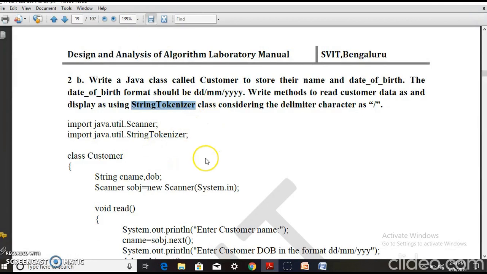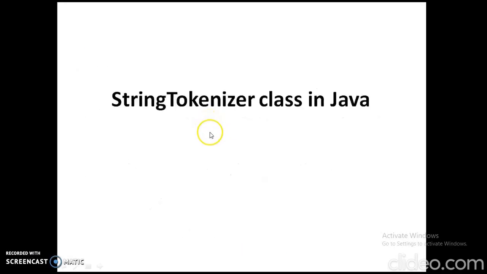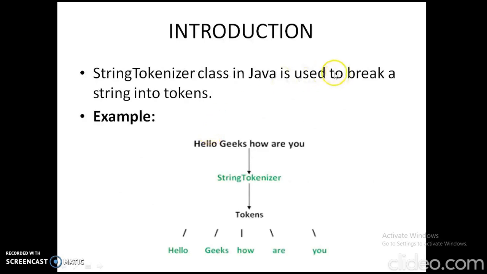Before we go to the program, how it has been written and designed, we'll first look into some of the aspects of the StringTokenizer class. The StringTokenizer class in Java is basically used to break a string into tokens. For example, my string is, say, "hello geeks, how are you?" If I pass this string to the StringTokenizer class, it will break that into tokens. Tokens are nothing but substrings of the string.